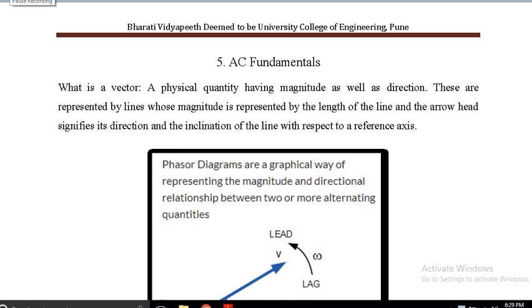Hello viewers, we have seen in the first part of AC fundamentals different values and terminologies that are used in AC fundamentals. We talked about what is time period, what is frequency, then we talked about what is instantaneous value, what is RMS value, what is peak value.